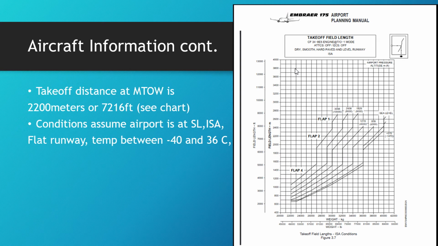The conditions assume, like I said already, airports at sea level, ISA, and a flat runway, with temperature between -40 and 36 degrees Celsius. The speeds that I came up with for the aircraft: V1 was 152 knots, rotation speed VR 157, V2 is 158. Probably going to be using VR most of the time during this presentation for the calculations.